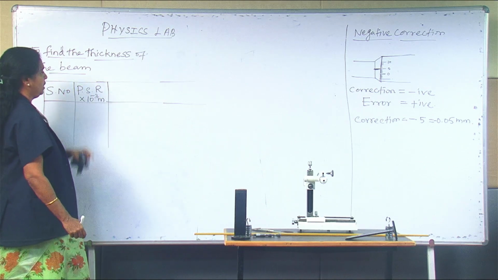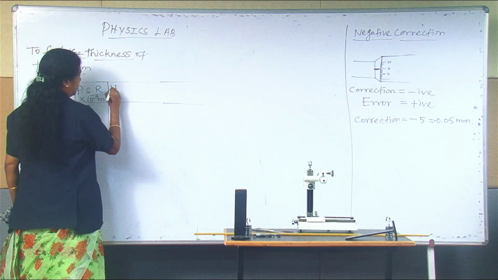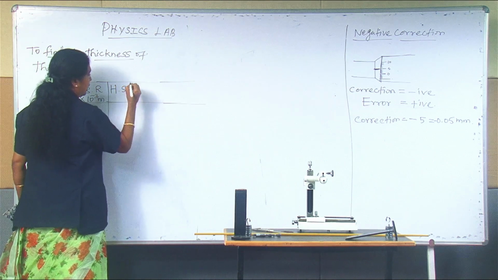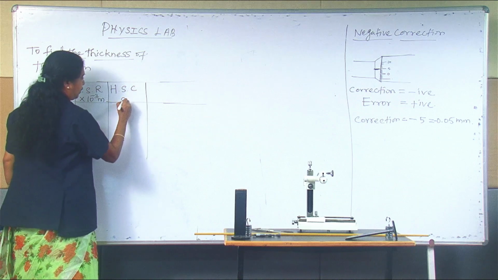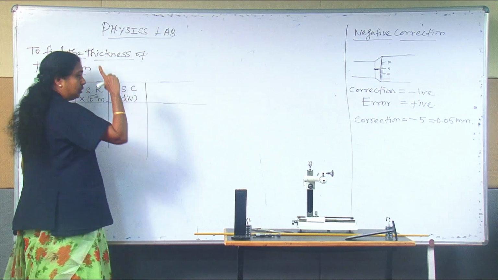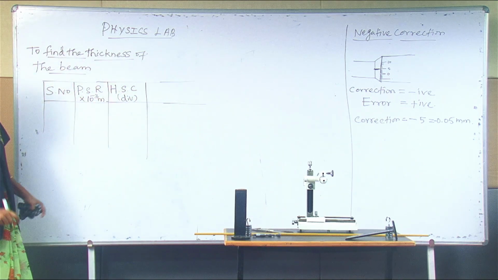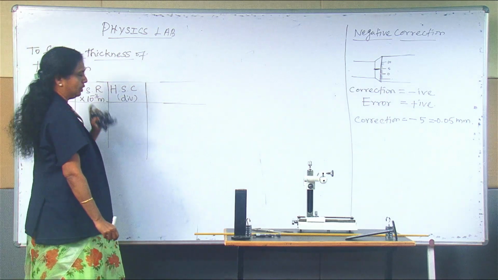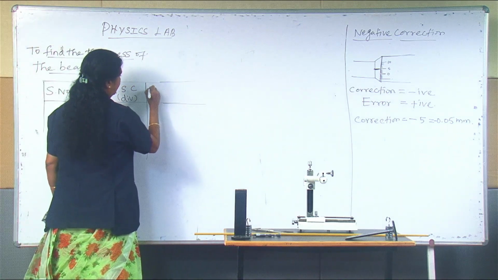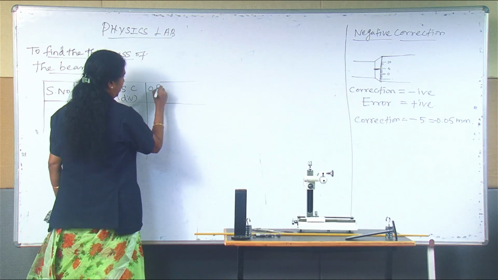So pitch scale reading. Then head scale coincidence. It should be in division, right? I said the total number of divisions in the head scale is 100, so it should be in division. So I put division. Then observed reading, OR means observed reading.